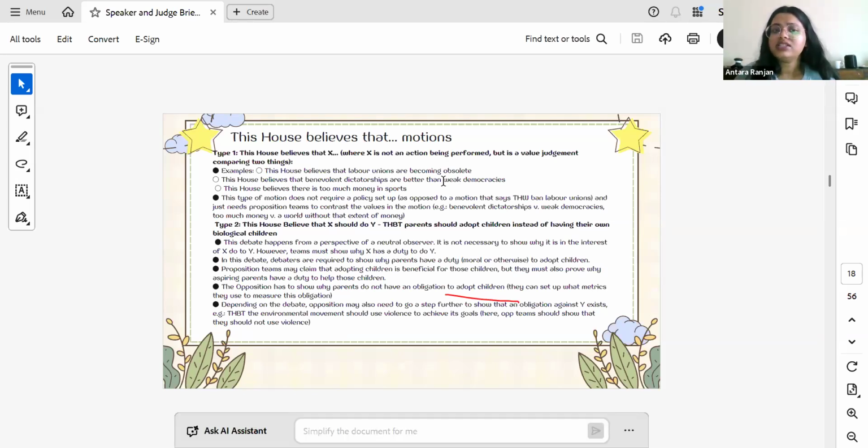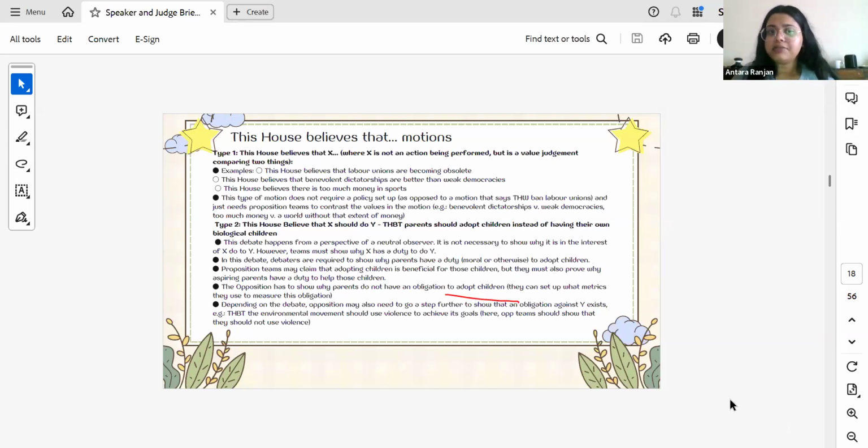So in this house believes that parents should adopt children instead of having their own biological children, as a debater, you will be required to show why parents have a duty to adopt these children. This duty doesn't have to be moral, right? It's morally beneficial to adopt children rather than having your own. It can be, but it can also be about other things, right? As citizens in a country, it is our national duty to make sure that all citizens have a loving home, right? And part of that is that we adopt unwanted children over having our own. So it can be a moral duty, it can be a patriotic duty, however that works for us, right?